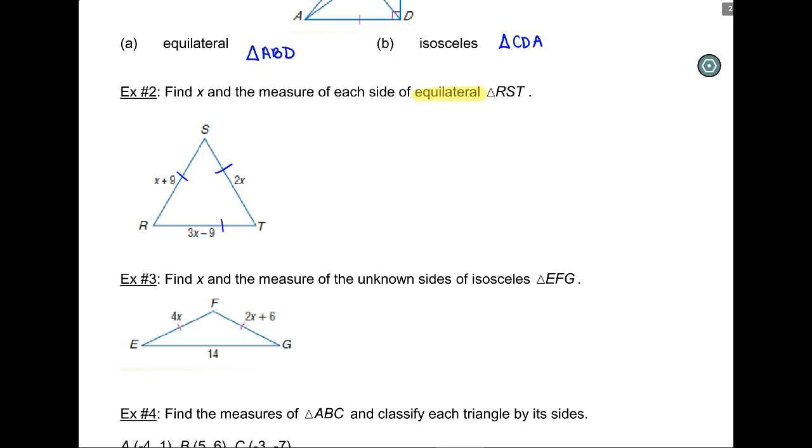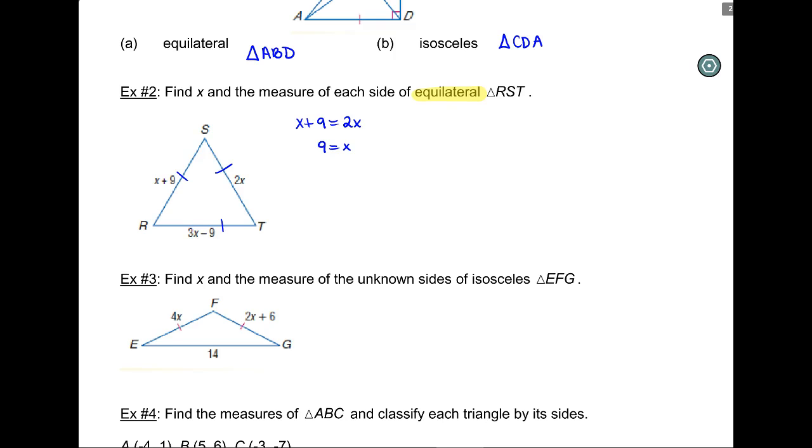Does it matter which 2 sides? No. So I take the 2 that are the easiest to set equal to each other. 2x and x plus 9. So I get X equals 9. Now, if you had tried setting these 2 equal to each other, you get the same answer. Now, if they were inside, then we have to do something different.